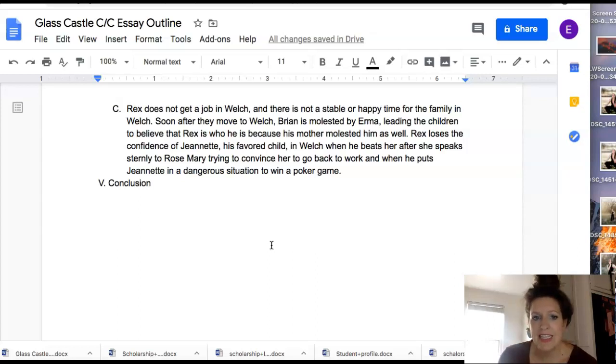And Rex never gets a job in Welch. This is not a happy place for him to be. And he isn't really happy or his version of healthy at any point during their stay in Welch. Really, the good days of the family are behind them at this point. And although the older children move off to New York and have relatively healthy lives there, the family unit is never together again. And the children do that for survival, really, for themselves. So that is what's different about Welch than the other places.